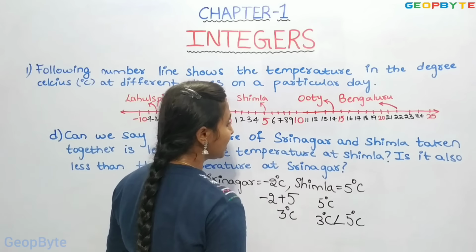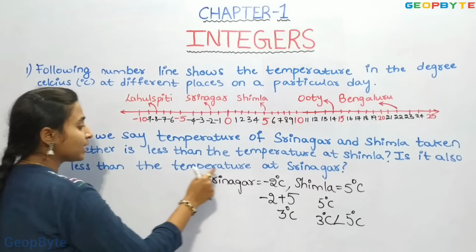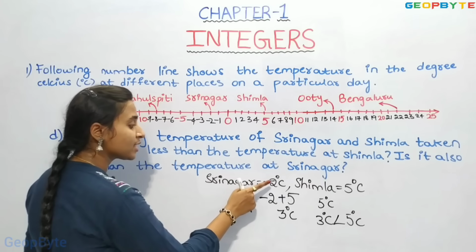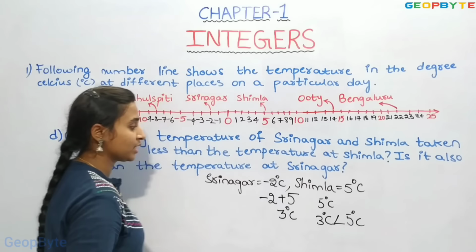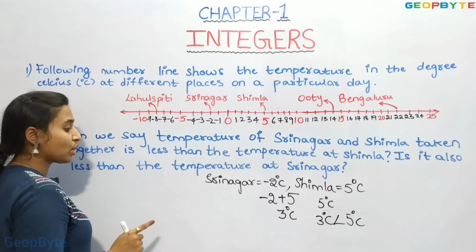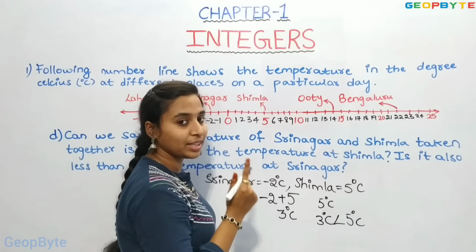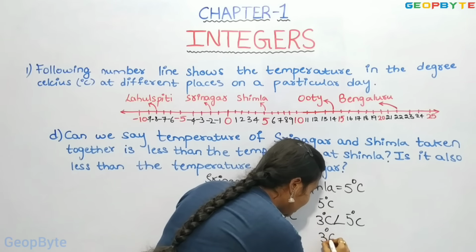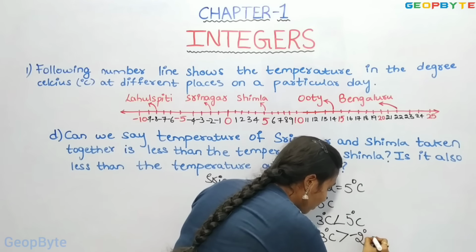Now let us see the next one. Is it also less than the temperature at Srinagar? Srinagar's temperature is minus 2 degrees Celsius. We got 3 degrees Celsius. No, it is not less than Srinagar's temperature. It is more than Srinagar's temperature. That is, 3 degrees Celsius is more than Srinagar's temperature.